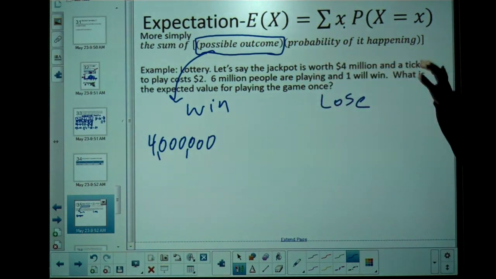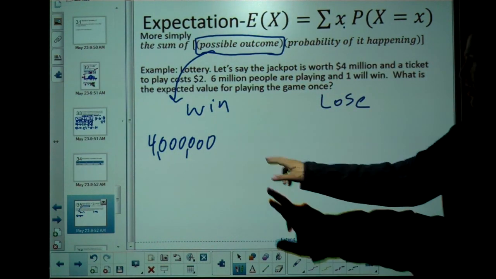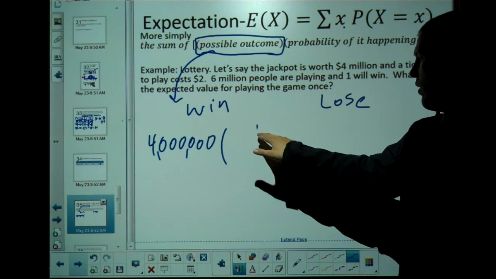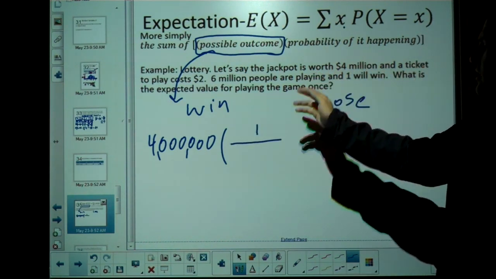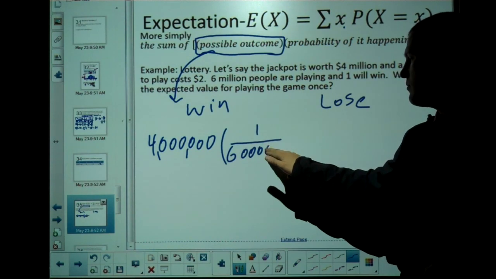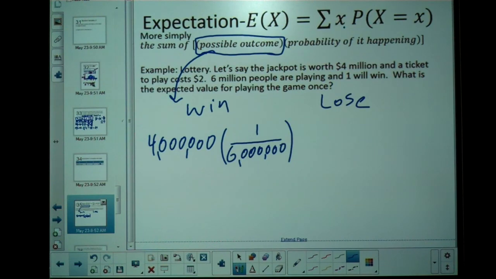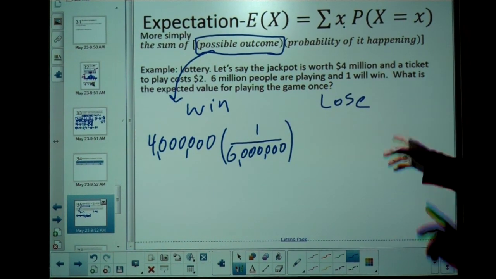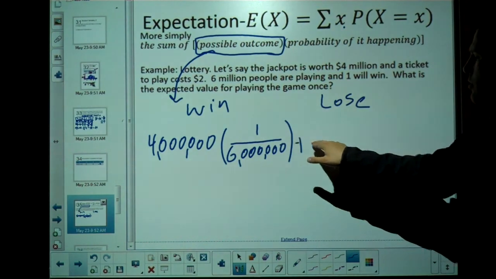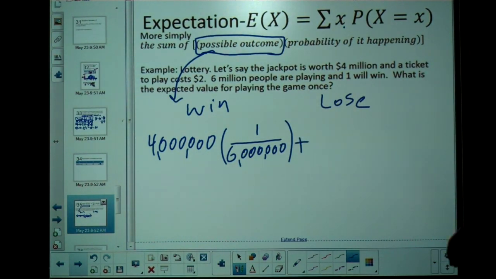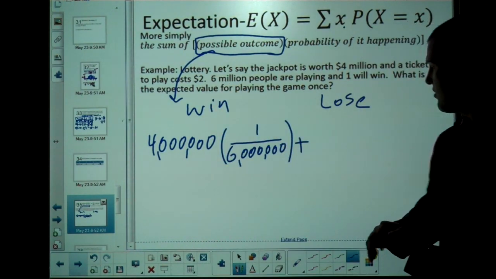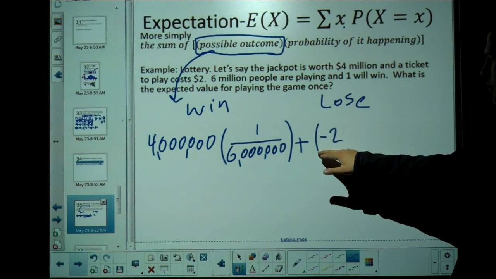And according to this, we have to multiply that by the probability of winning. Well, if I bought one ticket, I have one chance of winning out of 6 million people that are playing. It says it's a sum, so now let's talk about losing. With losing, how much money do I lose when I lose? It's only $2. I don't pay extra money. I just lost $2. So what I'm going to do is I'm going to drop a negative 2 right here.